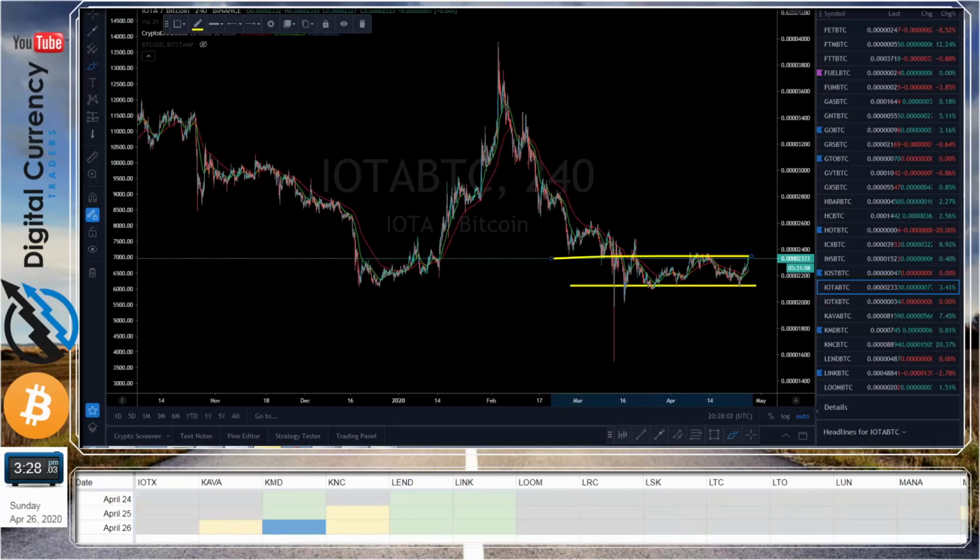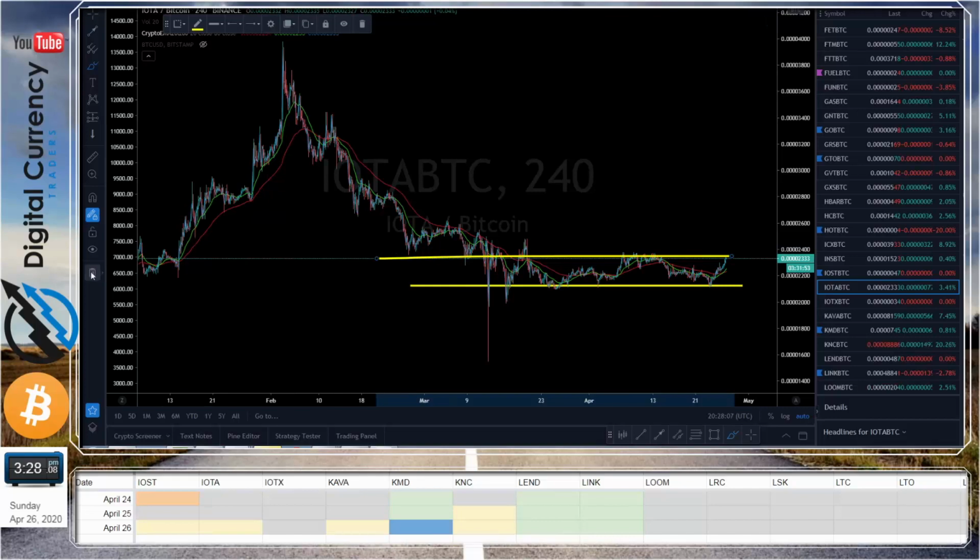But at any rate, now we have the 1, 2, 3 formation, and IOTA is in alert status, and it'll be in hold status right away. We can see that that'll be one of the ones that's transitioning, and that will be in the bull market watch spreadsheet.